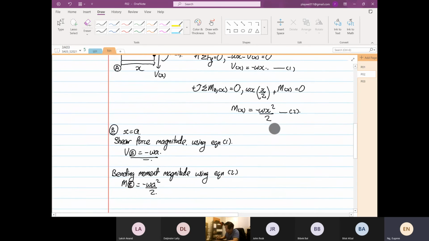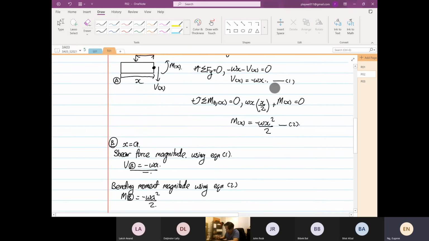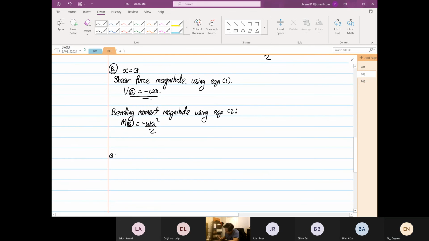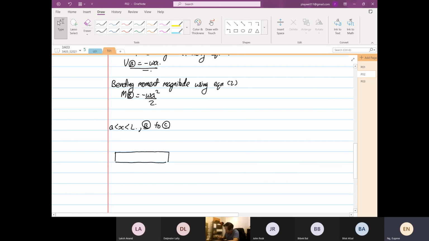So the next one is between point B to point C. So A, X to L. So we're going to sketch from here to here. So this is between point B to point C. So this is our point A, and to look at point B to point C, where we're not looking at point C, our variable now from here to here is X.